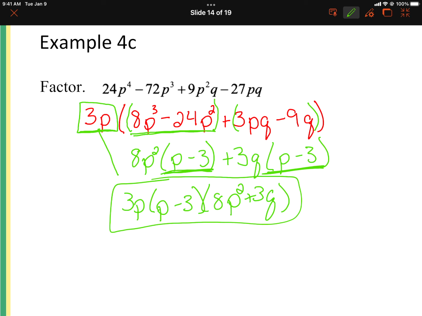That's the one thing we forget sometimes, to bring down that GCF we took out at the beginning. You have to do that. All of them? Only if you take it out. So not all of them.